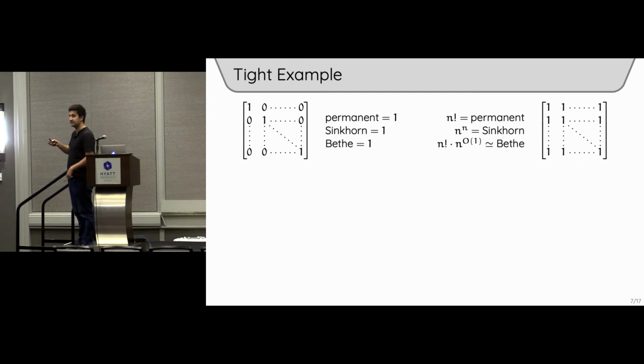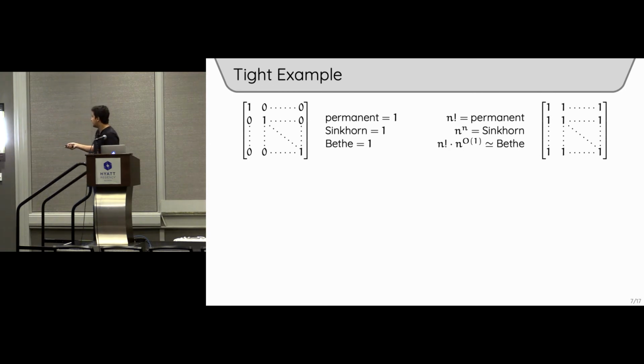Sinkhorn scaling is the maximum possible way off from the actual permanent. It's n to the n, which is off by roughly e to the n. But surprisingly, Bethe compensates for this difference. Bethe is actually a very good approximation to the permanent of this matrix. So the usual matrices aren't the ones that you should be looking at.